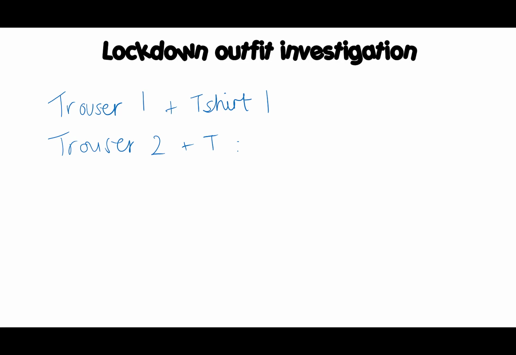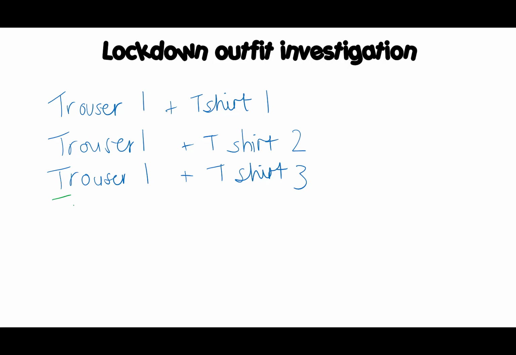So I could start with, so this time I'm actually going to say trouser 1 and t-shirt 1. Now you could just think of all the different combinations. So you might then go trouser 2 and t-shirt 3. But I would suggest doing something a bit more systematic. So I'm going to stick with my trouser 1. I could also wear it with t-shirt 2. And my trouser 1 I could wear with t-shirt 3.